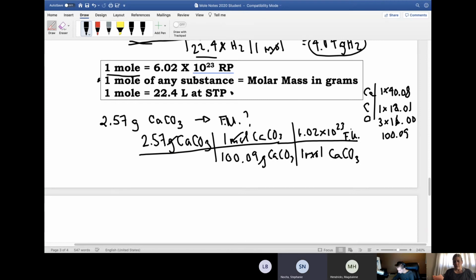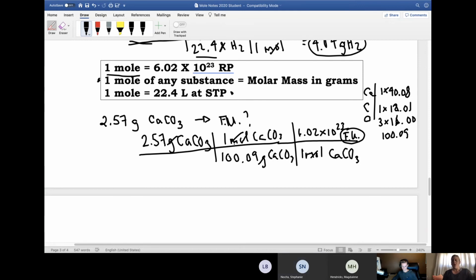Moles cancels out. I'm left with formula units, which is what they're asking for. Now I just do my math. So I'm going to go 2.57 times 1, which I don't really have to do, times Avogadro's number, hit your equal sign, divided by 100.09.